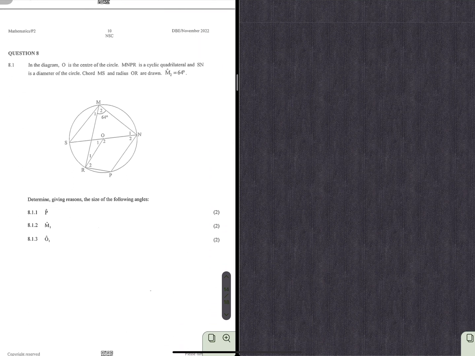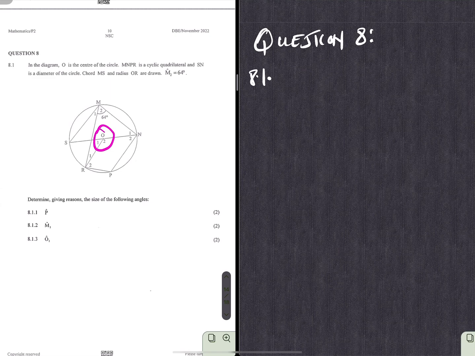Let's go to question 8. What are they saying there? Question 8.1. In the diagram, O is the center of the circle. Okay, so we have a center there, that is O. And then M, P, R. So that is a cyclic quad. Let me just do that. This is a cyclic quad. I'm told that that is a cyclic quad.